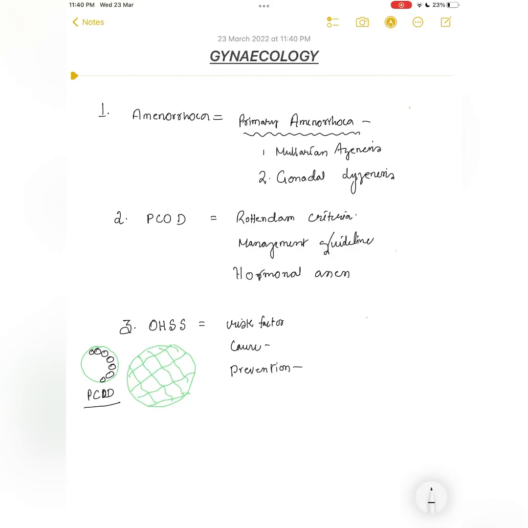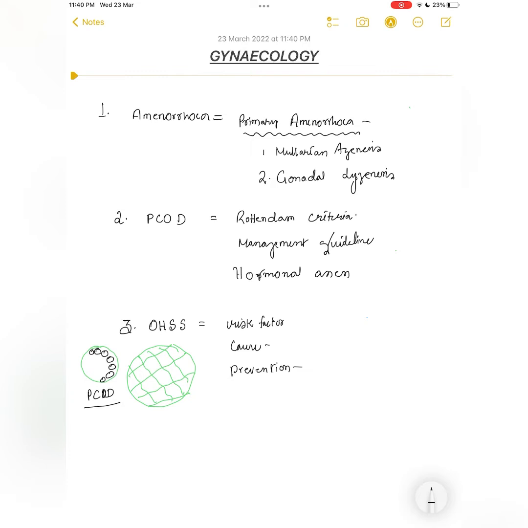Hello friends, today we are going to discuss the most important topics of gynecology for your upcoming NEET and INICET examination. I will just go through the highlights, the most important topics in gynecology, and there are totally 11 topics. I have gone through this, and firstly I will go through the amenorrhea topic.